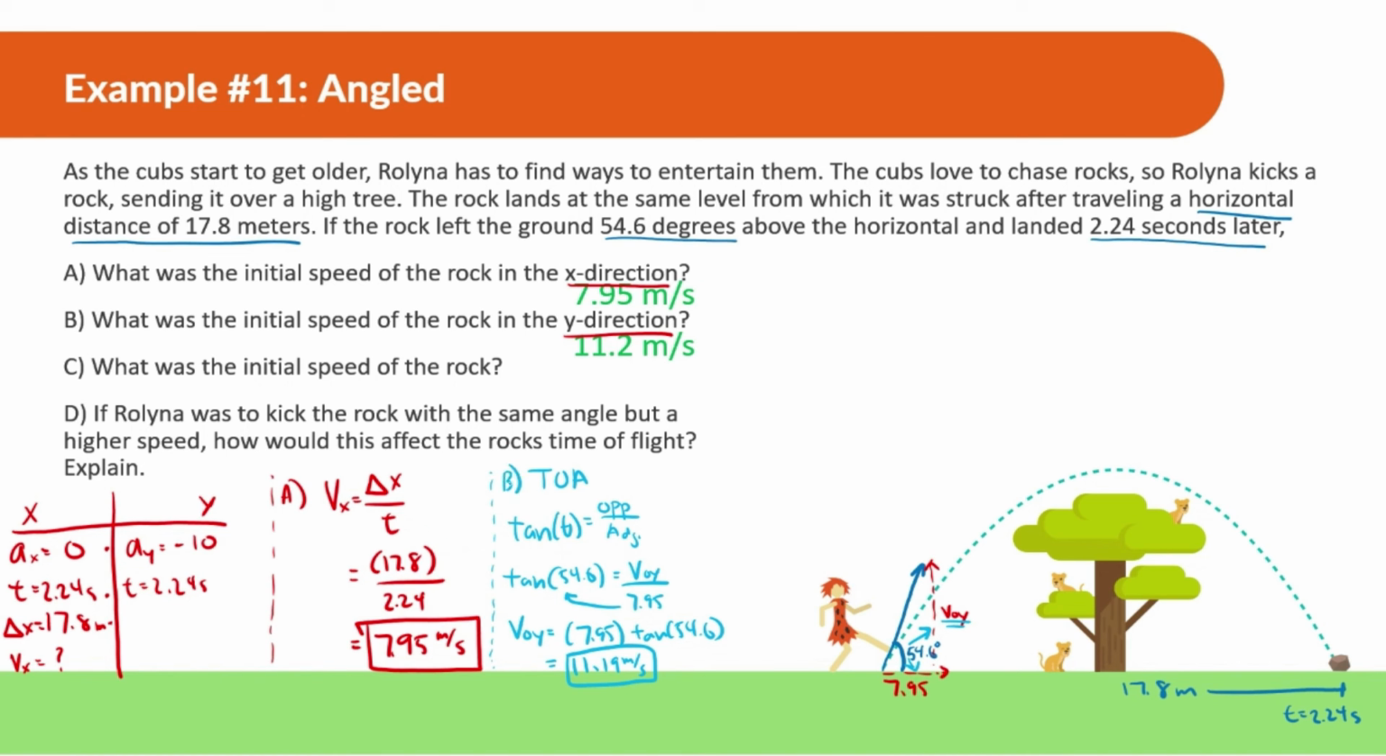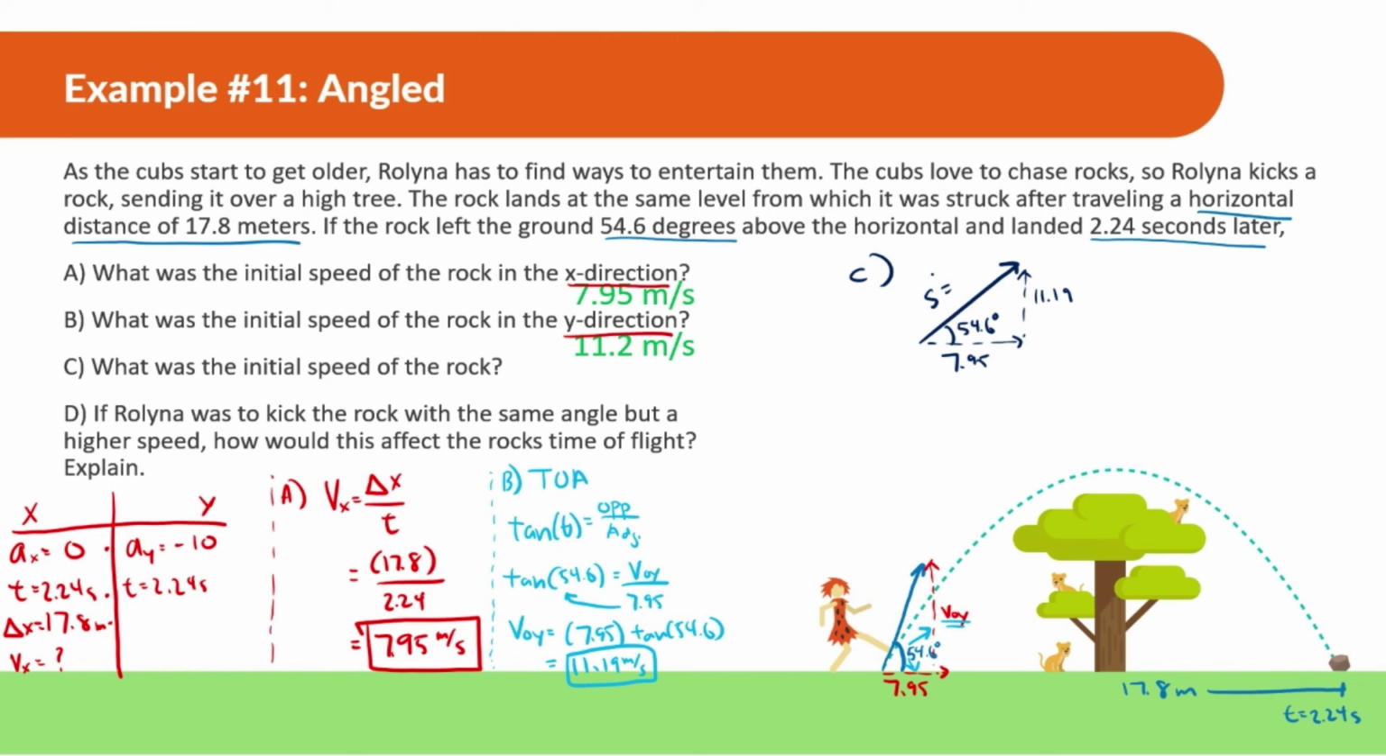So we got part A, part B, part C. This should be relatively simple, since we have the X, which is 7.95, we have the Y, which is 11.19, and we have the angle here. So we can use this angle to find what this speed is.